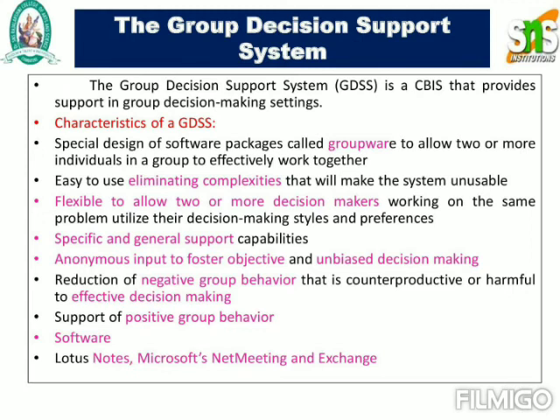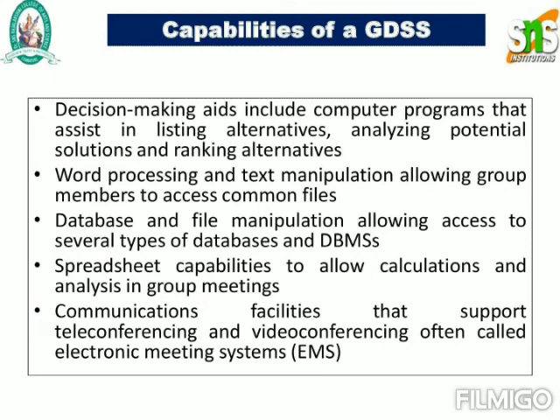Next is the capability of your group decision support system. Decision making aids include computer programs that assist in listing alternatives, analyzing potential solutions and ranking alternatives. Word processing and text manipulation allow group members to access common files. Database and file manipulation allows access to several types of data and database management systems. Spreadsheet facility allows calculations and analysis in group meetings. Communication facility supports teleconferencing and video conferencing, often called an electronic meeting system.